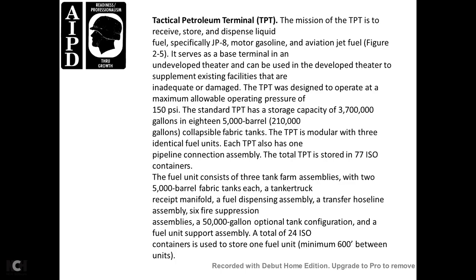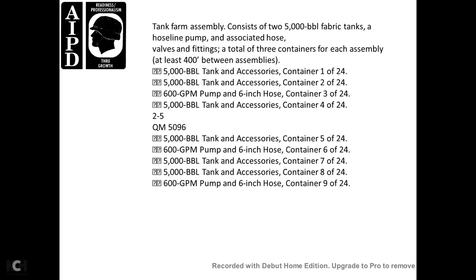The fuel unit consists of 3 tank farm assemblies with 2 5,000 barrel fabric tanks each, the tank truck receipt manifold, the fuel dispensing assembly, the transfer hose line assembly, 6 fire suppression assemblies, 5 50,000 gallon optional tank configuration, and the fuel unit support assembly, for a total of 24 ISO containers used to store 1 fuel unit, with a minimum of 1,600 feet between the units.